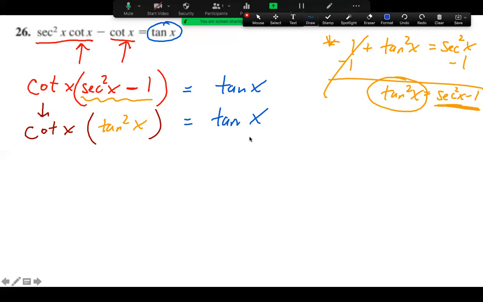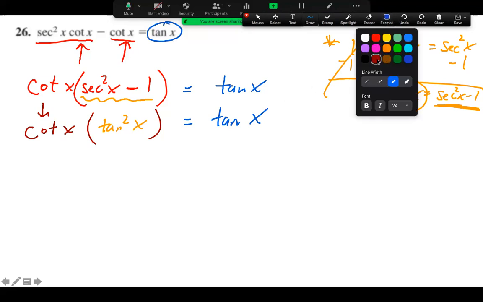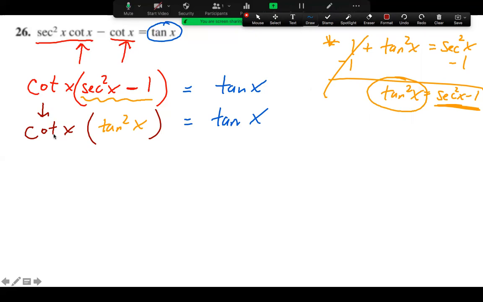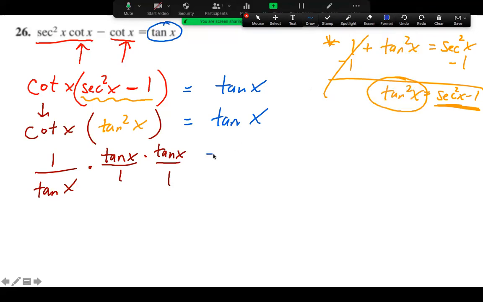So next, I'm thinking to myself, what do I know about cotangent? Well, I know cotangent is 1 over tangent using a reciprocal identity, times tangent squared, which is just tangent times itself. You don't have to separate it out like that, but it might help some folks see what happens next. If you want to make everything a fraction, you may put those over 1. And ultimately, the goal is I just have tangent x.